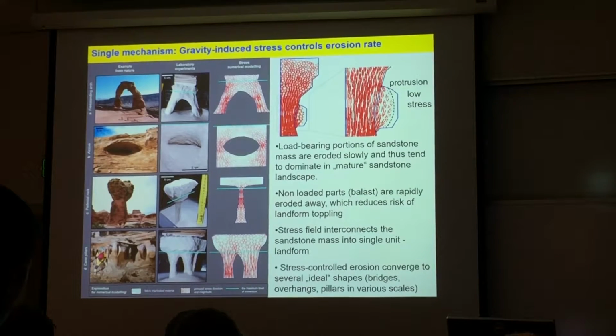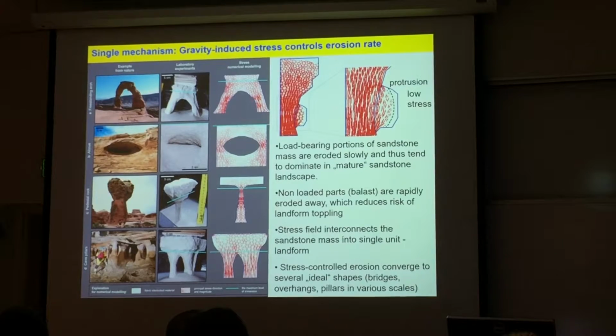You should not think of these sandstone wonders as a stupid piece of rock. Because what the stress actually does, the stress interconnects billions of grains in the form into a single system. If you change anything in the landform, the whole form will be informed through the stress field, and the erosion will be somehow different on its surface.